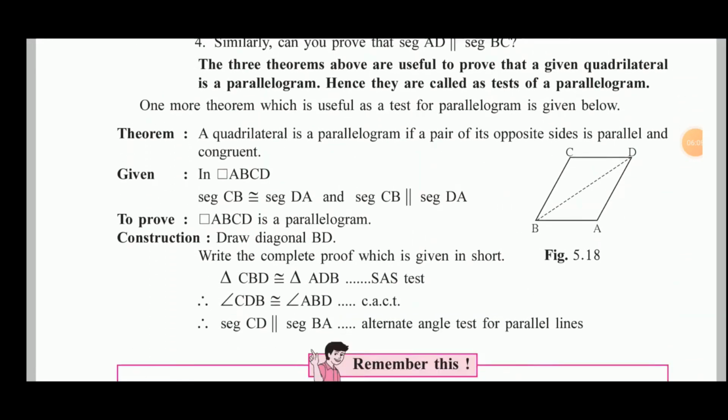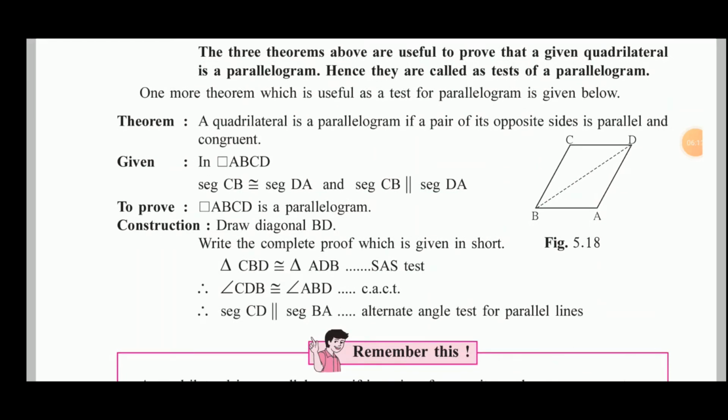Now, next theorem you see here. The quadrilateral is a parallelogram if one pair of opposite sides is parallel and congruent. So, in quadrilateral ABCD, segment BC is congruent to segment DA and segment CB is parallel to segment DA. So, you have to prove that quadrilateral ABCD is a parallelogram.